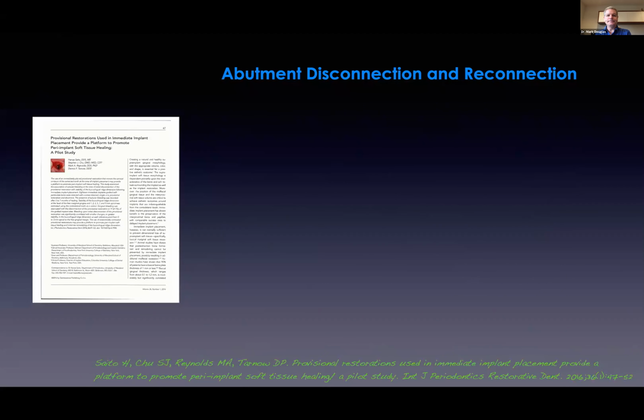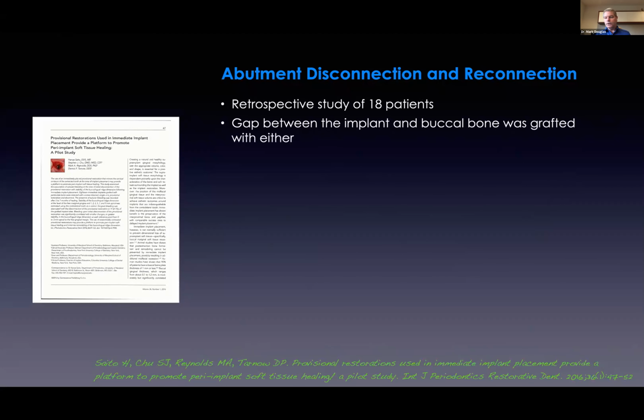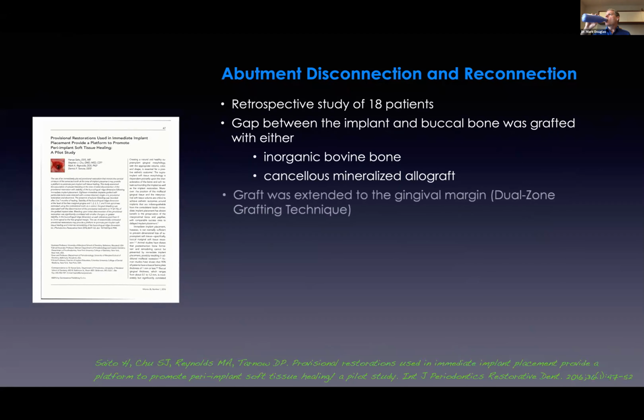What about people? Saito, with Chu and Tarnow's group, did a retrospective study of 18 patients. What they did was they looked at the gap between the implant and the buccal bone. The gap between the implant and the buccal bone was grafted with either inorganic bovine bone or cancellous bone, mineralized allograft.